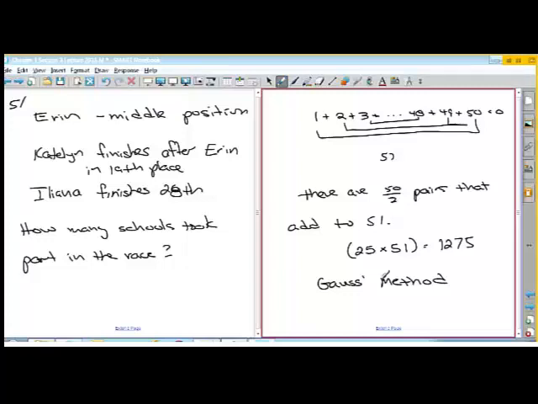Just using inductive reasoning, because you're observing that the first and last add to the same number as the second and next to last, and then you can come up with a rule. The rule is that. And that number is not 57. It kind of looks like that, but it's 51.